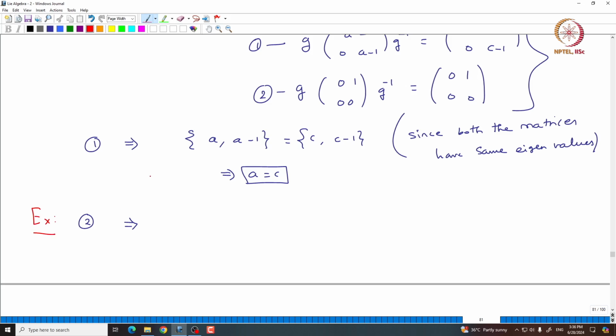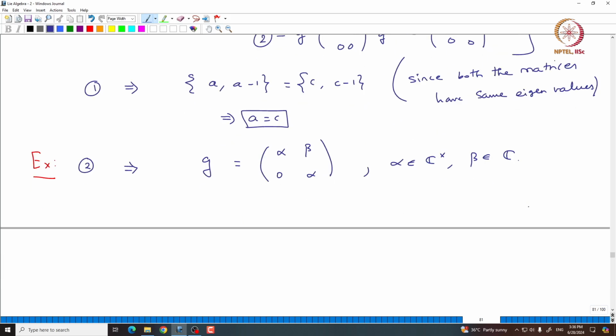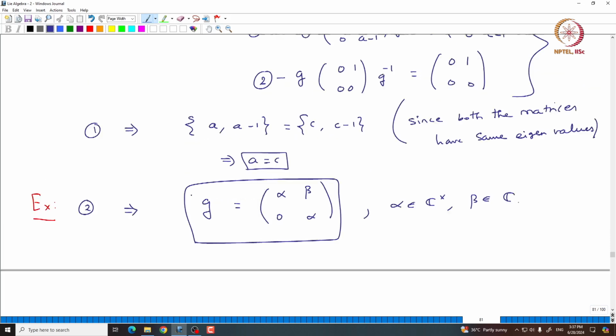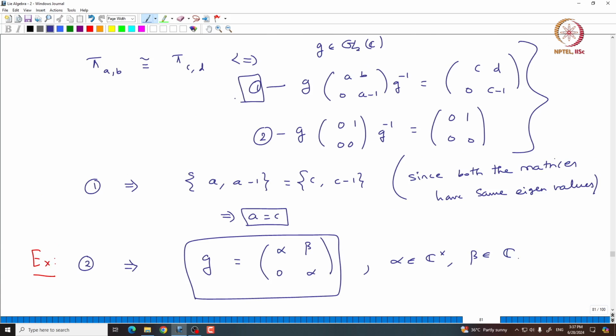Equation 2 tells us that g can be only of the form alpha beta 0 alpha, where alpha is an invertible complex number and beta could be any complex number. Basically, one way to see this is that g commutes with 0 1 0 0. Using that you can prove that g must be of the form alpha beta 0 alpha. Now if you put this back inside equation 1, because g is of this form, we can substitute it back into equation 1, because equation 1 and equation 2 must be true simultaneously.